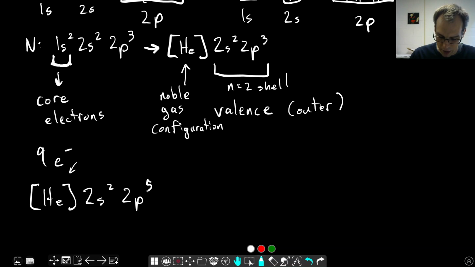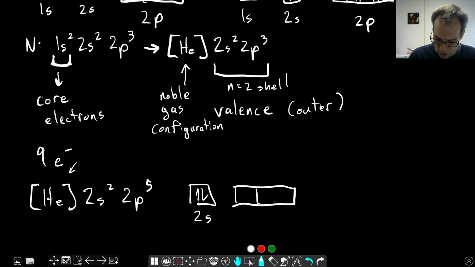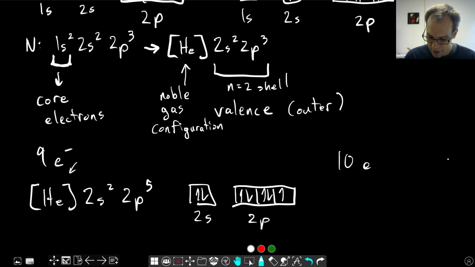If we draw this in our box diagrams that we've been doing, our 2s, I'm going to ignore the core electrons, the 1s electrons. They're still there, but we'll just draw the valence electrons. We're going to fill in all but one of the electrons into the 2p orbitals. And then we get to 10 electrons. So this is fluorine over here. And our neon, in its electron configuration, is helium with 2s2 and 2p6.